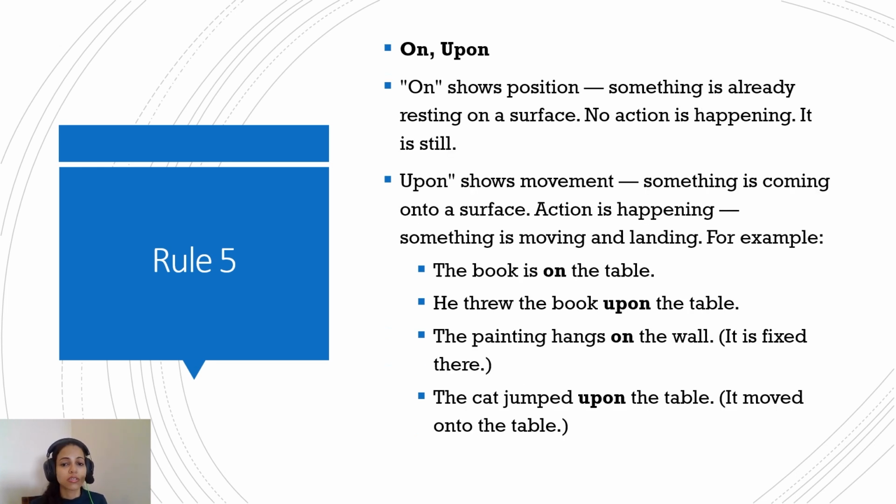Now on and upon. So here again, on shows the position. Something is already resting on the surface, so no action is happening. It's still. Upon shows movement. Something is coming onto a surface. That is, action is happening.